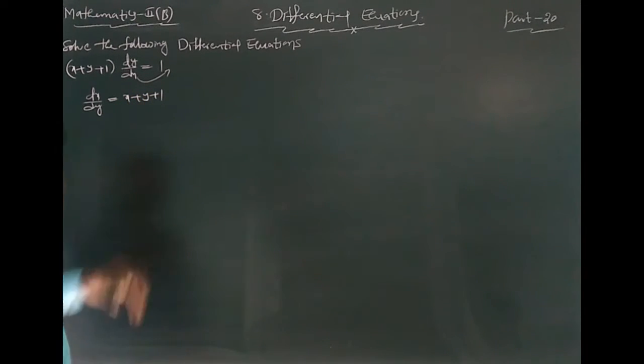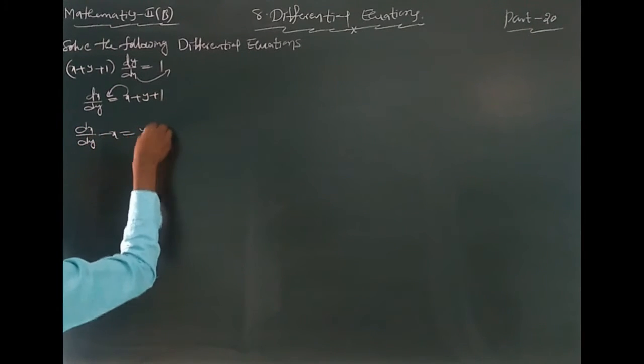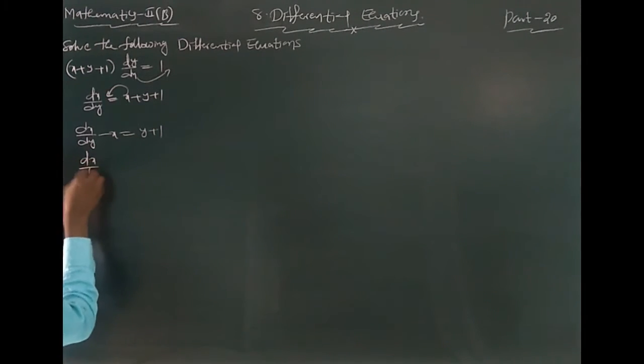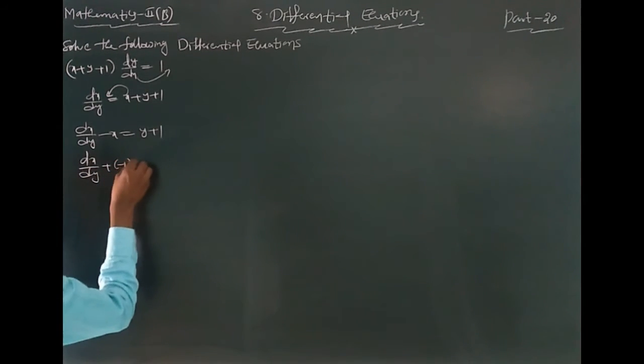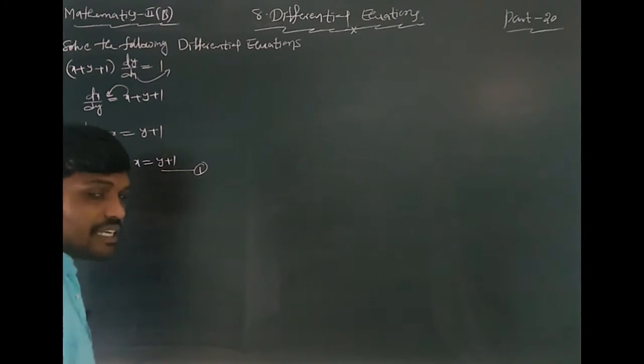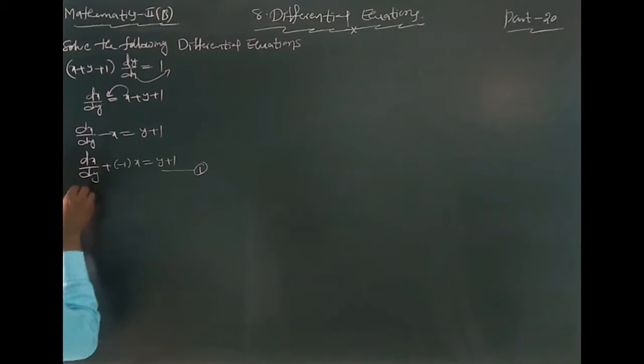See students, here this x goes to the left side. dx by dy minus x is equal to y plus 1. Similarly, dx by dy plus (minus 1) into x is equal to y plus 1. Suppose we take this as equation 1. This is the form we check.